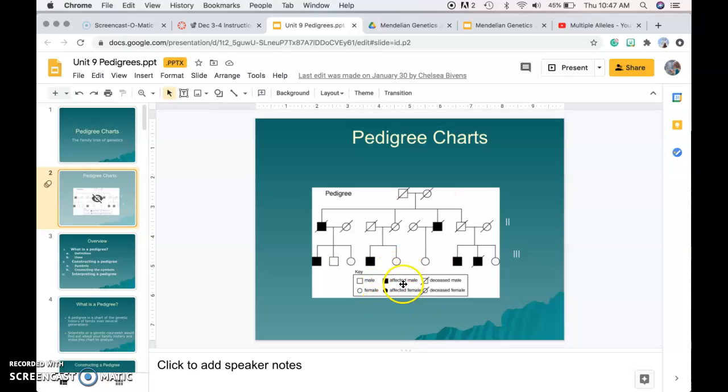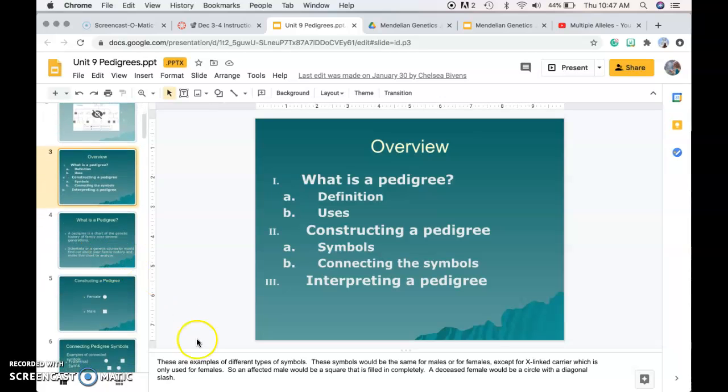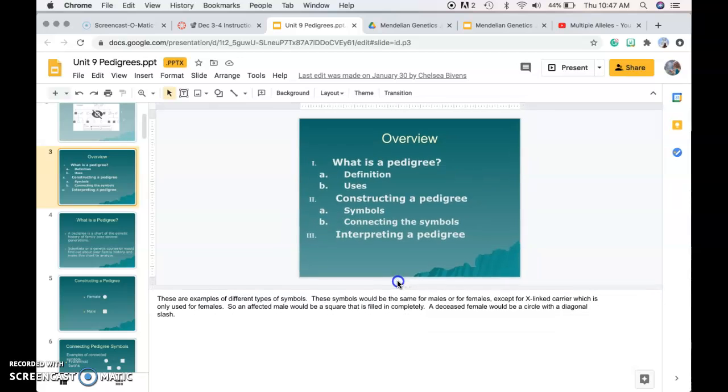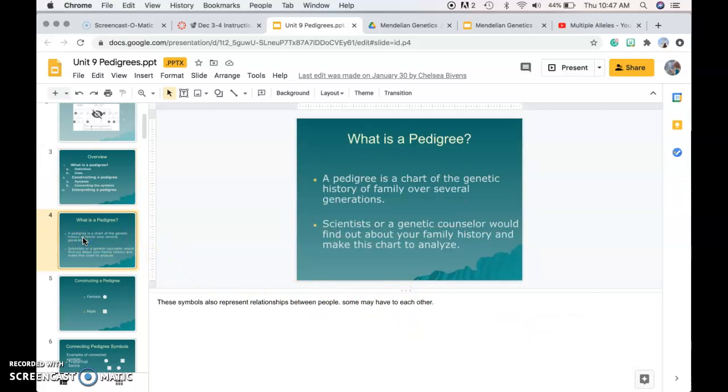If they're affected, they'll be shaded in. If they're deceased, there'll be a line through them. There's codes for twins and all this other stuff, but we don't really need to know about that right now. So if you get stuck, you can go down here and read the speaker notes of this PowerPoint, but I'm just going to go through it.